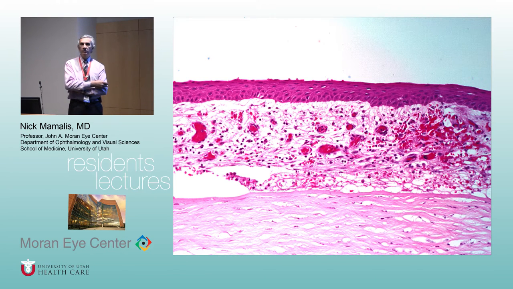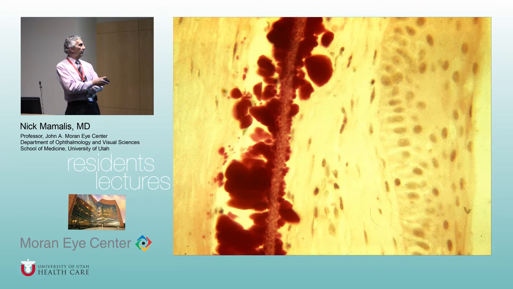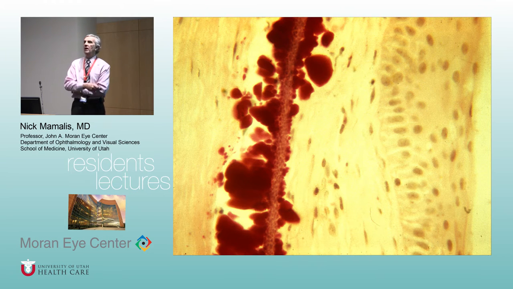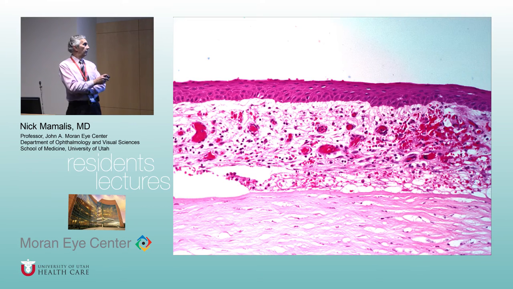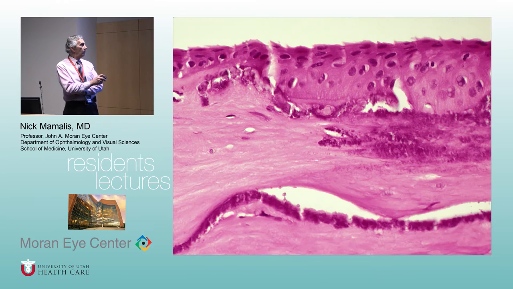Pannus can often run along with band keratopathy. Right here is the epithelium, here's Bowman's with calcium, and here's connective tissue. Pannus is, again, a nonspecific sign of chronic inflammation, and pannus and band keratopathy often run together. They're homies. They hang together. You can see pannuses can be vascularized, but also pannuses can be fibrous. Here again is a fibrous pannus, with calcium along Bowman's and calcium here. So pannus and band keratopathy often run together.